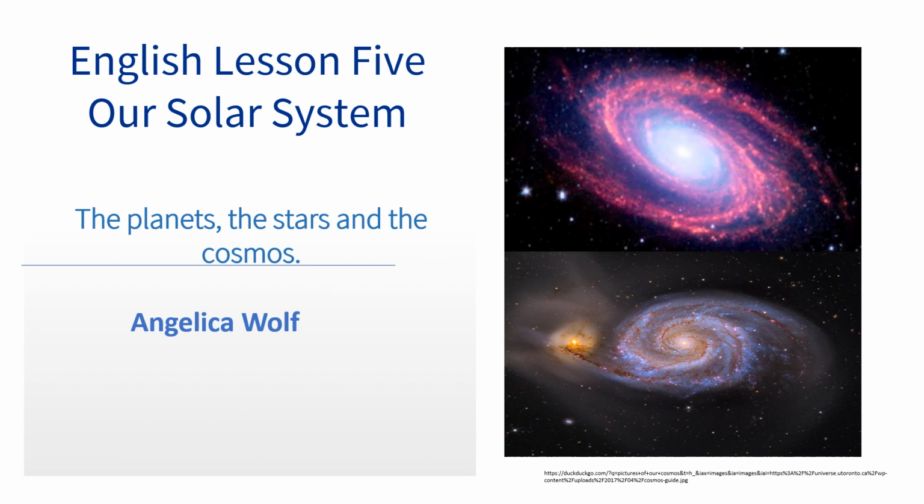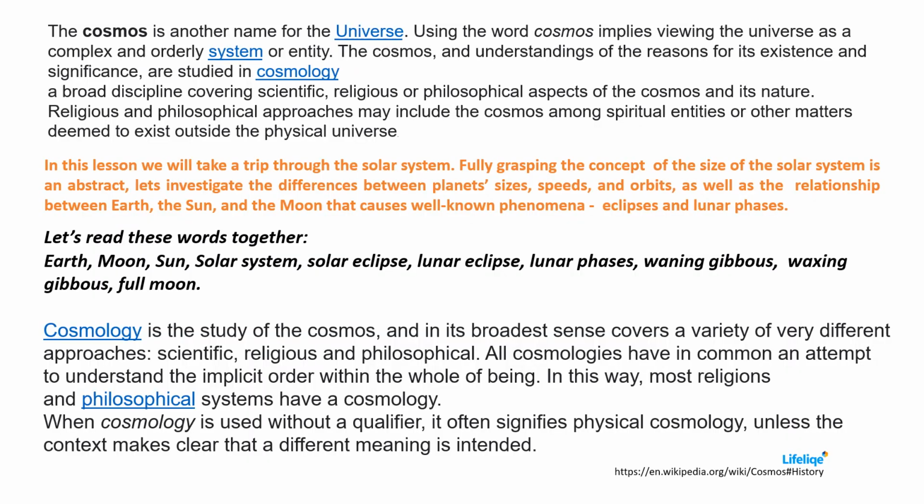This is our English lesson 5, our solar system, the planets, the stars, and the cosmos. The cosmos is another name for the universe. Using the word cosmos implies viewing the universe as a complex and orderly system or entity.